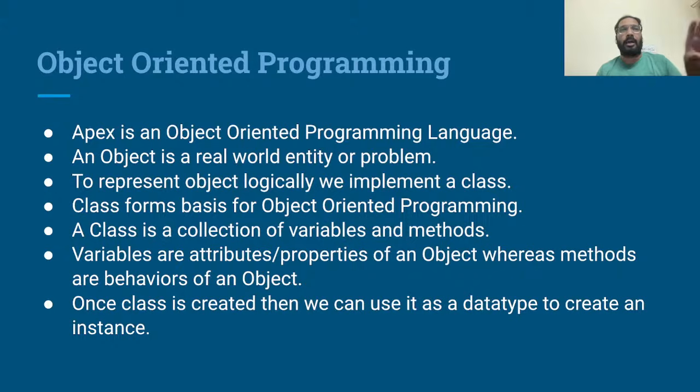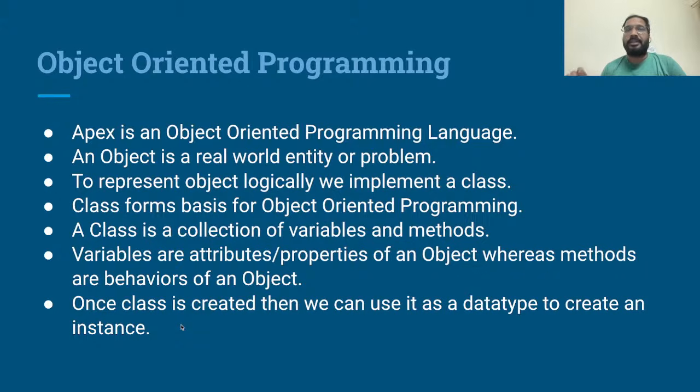I will show you how that object looks in real life and how you can implement it programmatically. If you want to represent an object logically, for that we implement a class in Apex, right? And a class forms the base of object oriented programming. A class is a collection of variables and methods, and variables are known as attributes and properties of an object, whereas methods are known as behaviors, right?